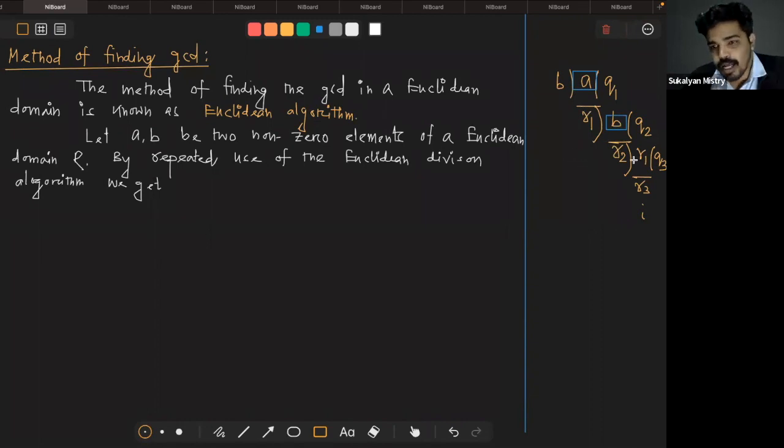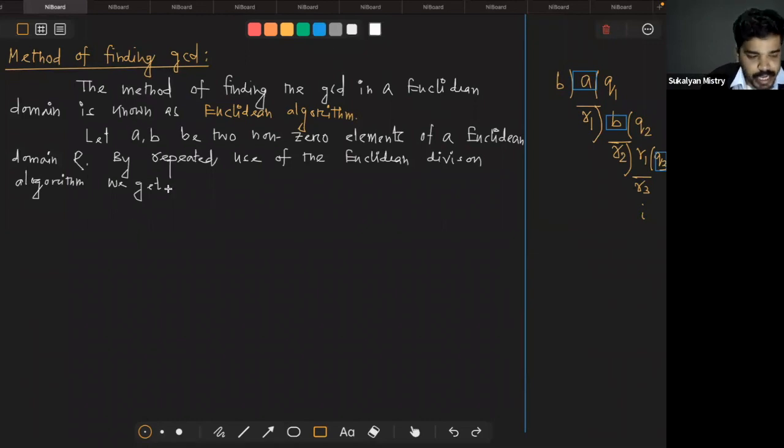ঠিক, আর যদি R2 টা 0 না হয় তাহলে আমি কি করব, R2 দিয়ে R1 কে ডিভাইড করব, তাই না? তাহলে আমি ধরে নিচ্ছি Q3 টা হচ্ছে কোশেন্ট, R3 হচ্ছে রিমাইন্ডার. তাহলে R1 is equal to কি লিখতে পারবো, R2 into Q3 plus R3. ঠিক, so continue this process, এই প্রসেসটাই আমরা ইউজ করব.